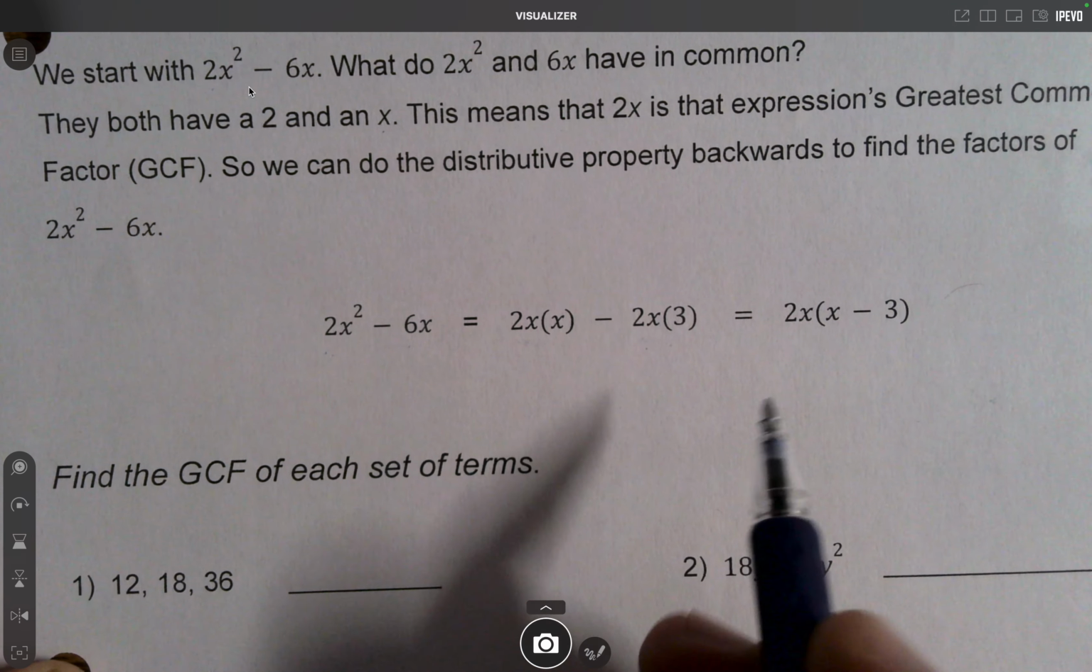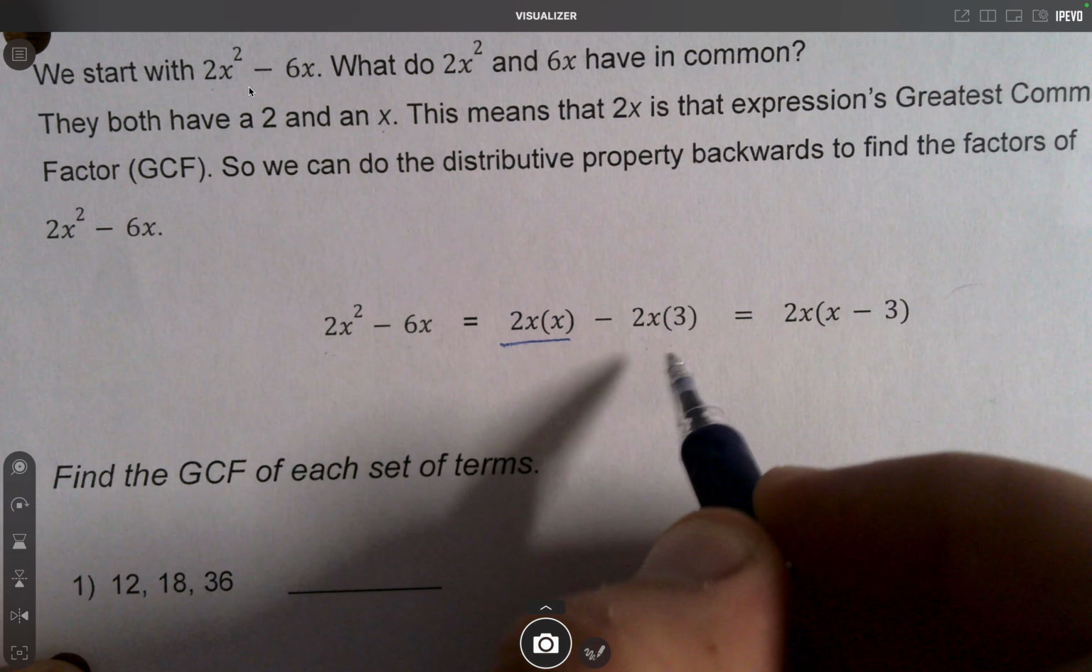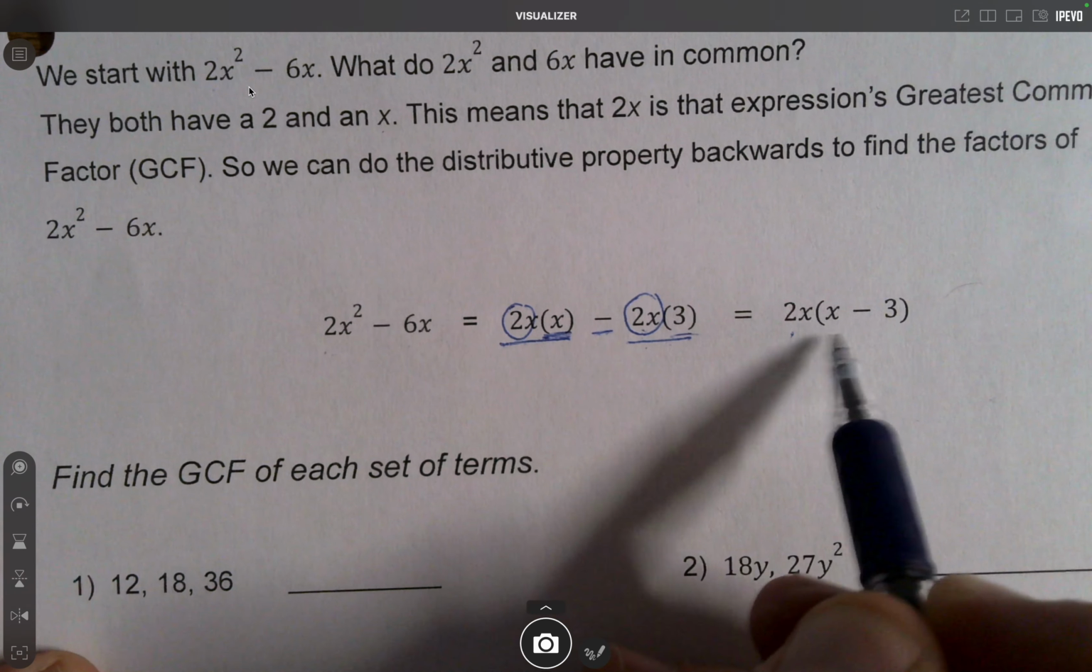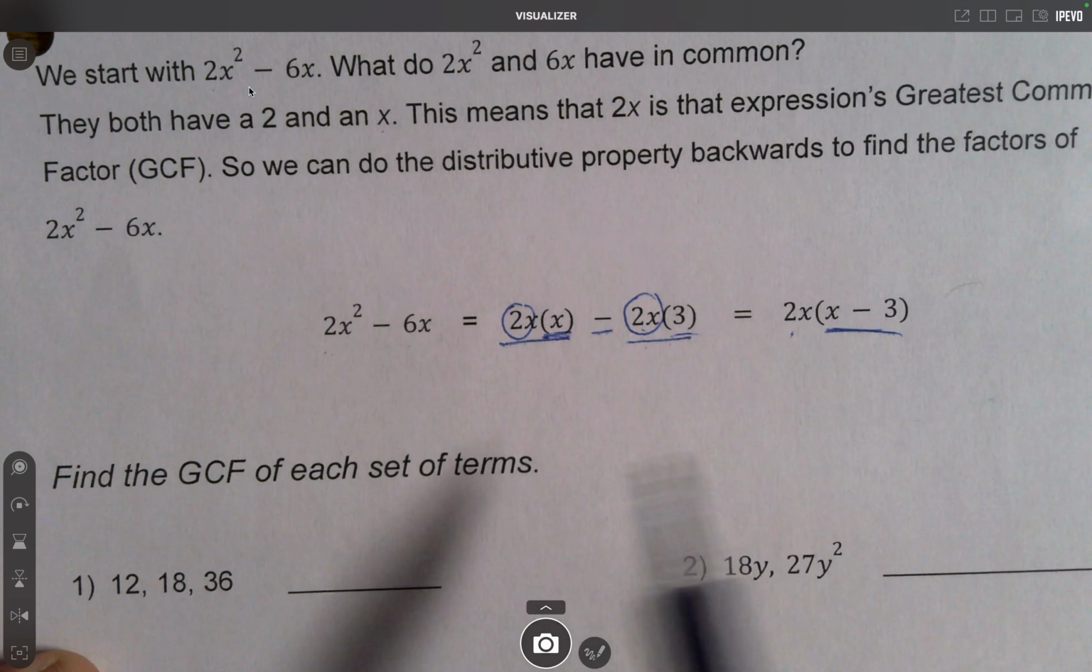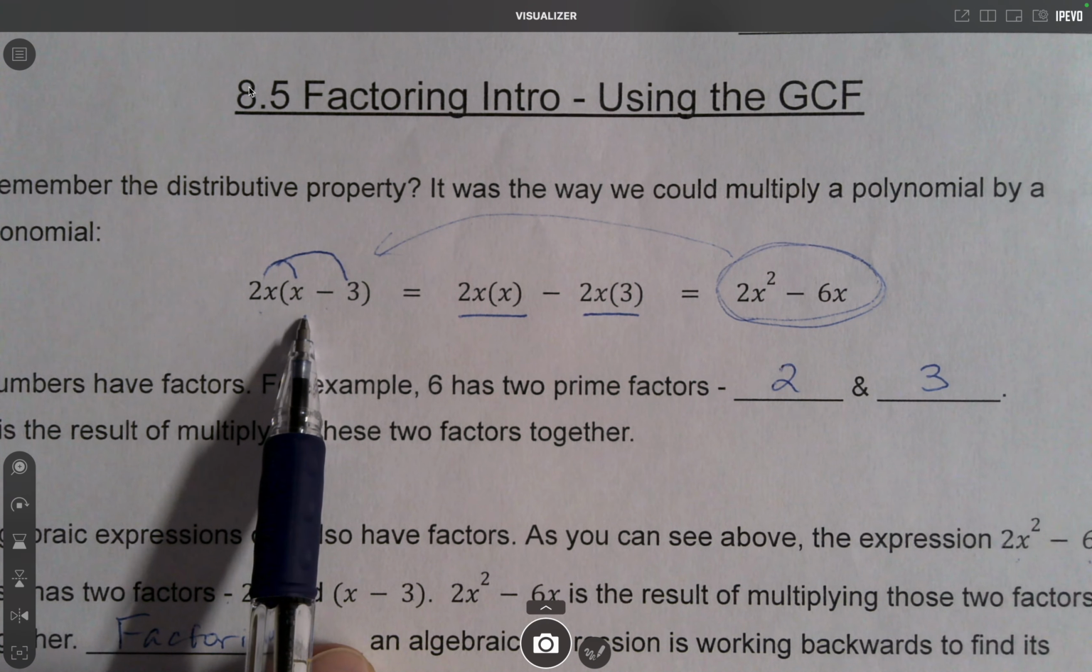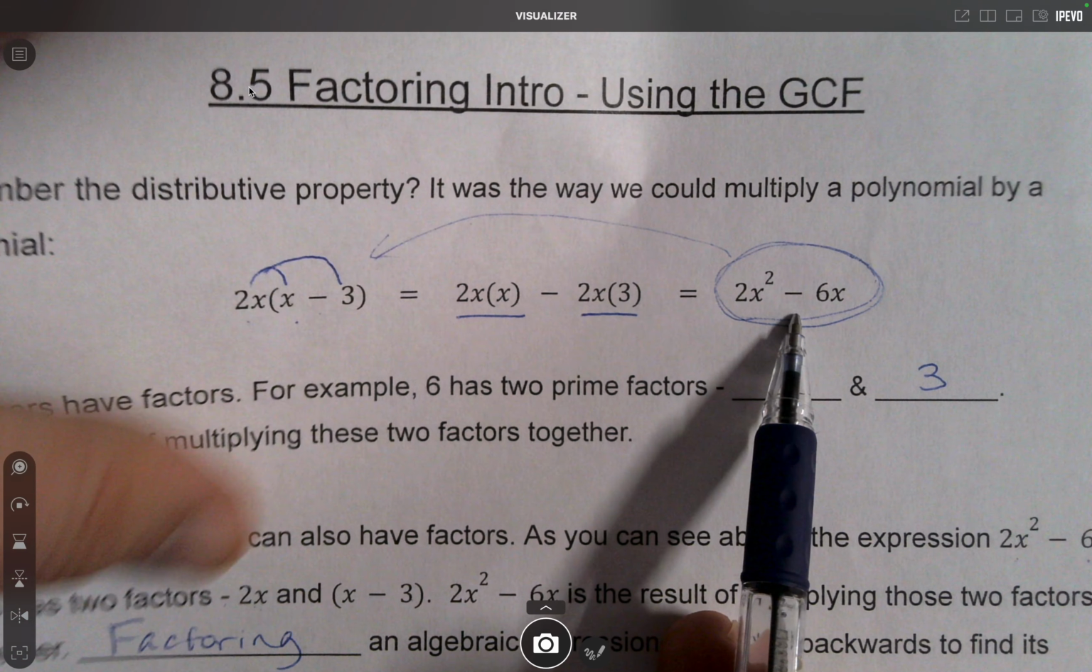Once we pull that out, we say, okay, we now have these two terms. They both have a 2x, so I'm going to pull that 2x out in front of both of them, and what's left over is x minus 3, which we have right there. Once you find the greatest common factor and pull it out front, what's left over, in this case x minus 3, is what you put inside the parentheses. And if you look back up, this is simply the reverse of what we did with the distributive property. What we started with and what we ended with have traded places.